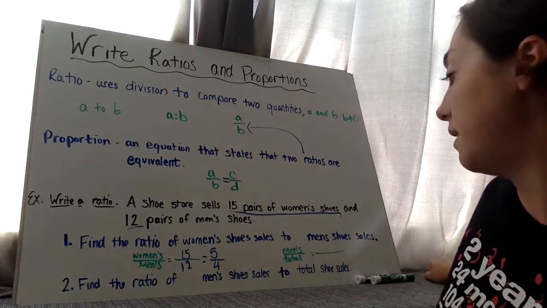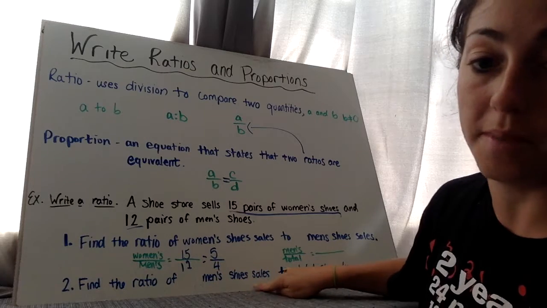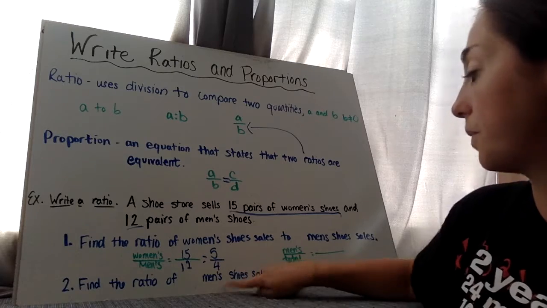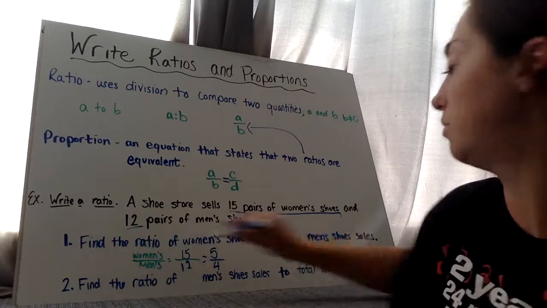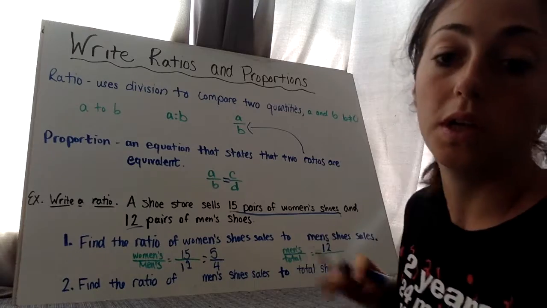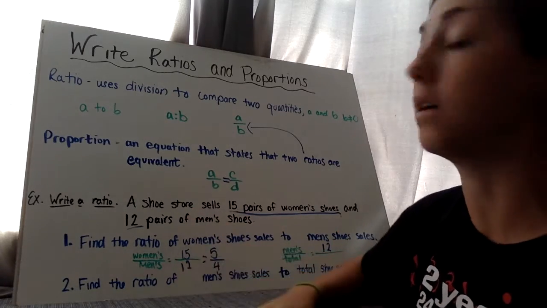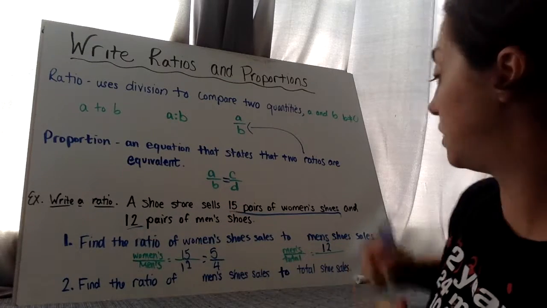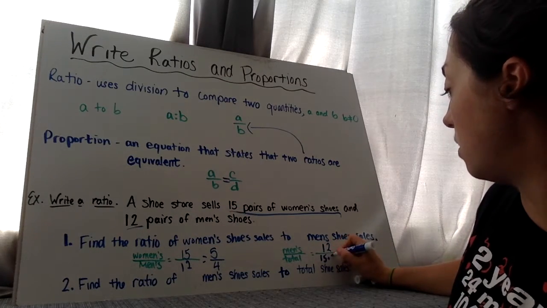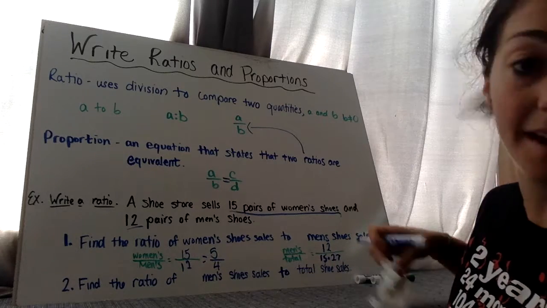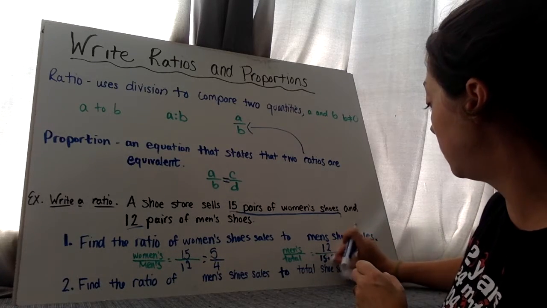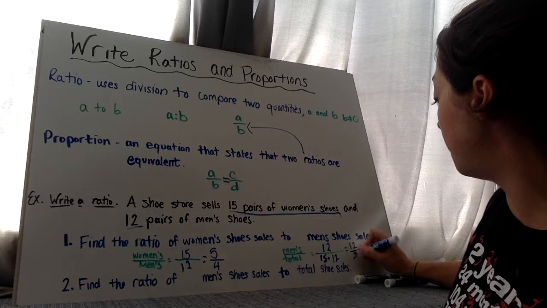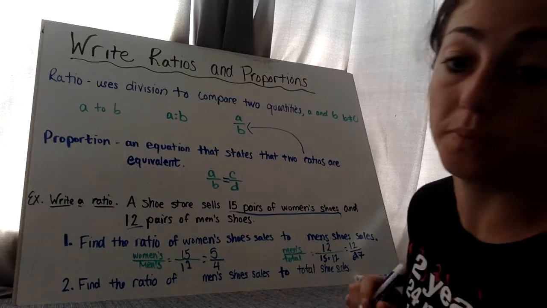Okay. Next, find the ratio of men's shoe sales to total shoe sales. So men's, we know that. Men's came first. That's our 12. The total, we don't actually know. It wasn't given here. But we can do the math. 15 for the women's, 12 for the men's, so we add it up. 15 plus 12 is 27. So we have 12 to 27 for men's to total.